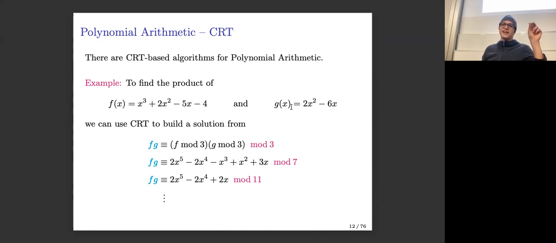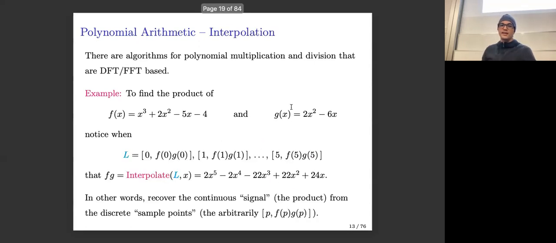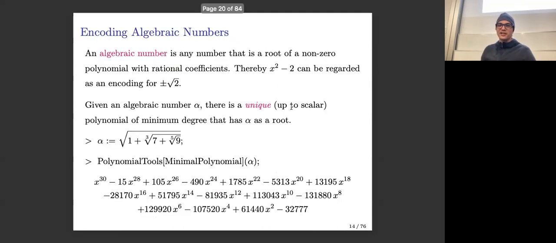Take f, take g, find 6 evaluation points, and then interpolate through them. And then we can even interpolate through them in these individual residue classes, right? So you can find these images mod 3, then mod 7, then mod 11, and then we lift them. Okay, so that's just me describing the interpolation algorithm.